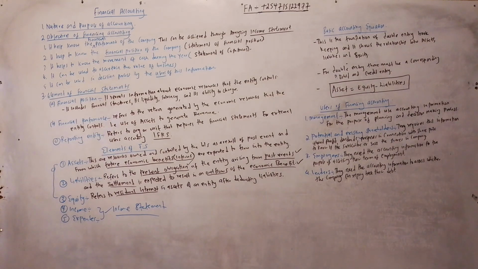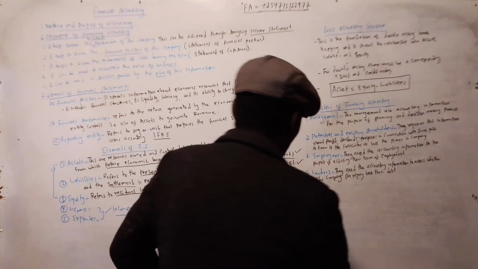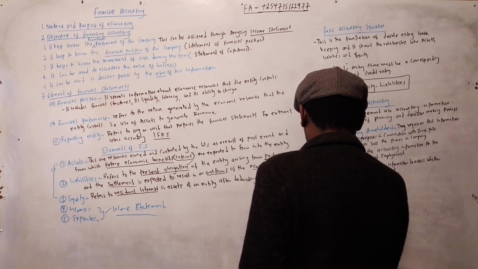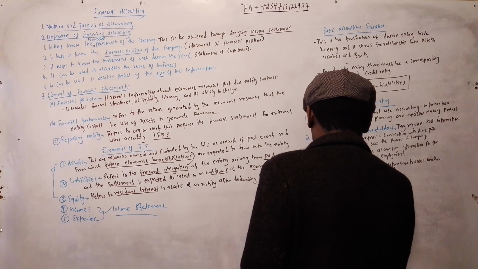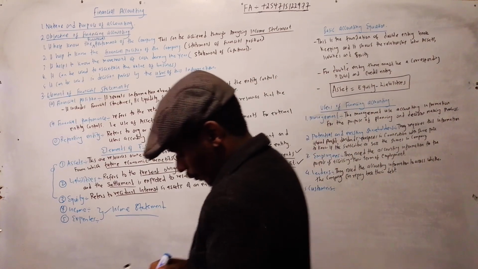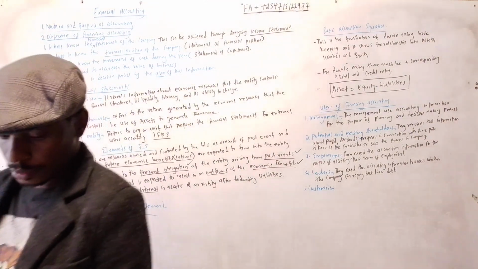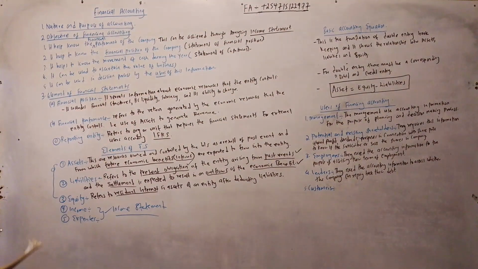We can also add another one, customers. These are the people who buy goods and services from the company. We call them the customers. Why do they need this information? Purposely, they would like to know how the business is performing and its financial position. This information enables them to assess whether they can rely on the firm for future supplies.